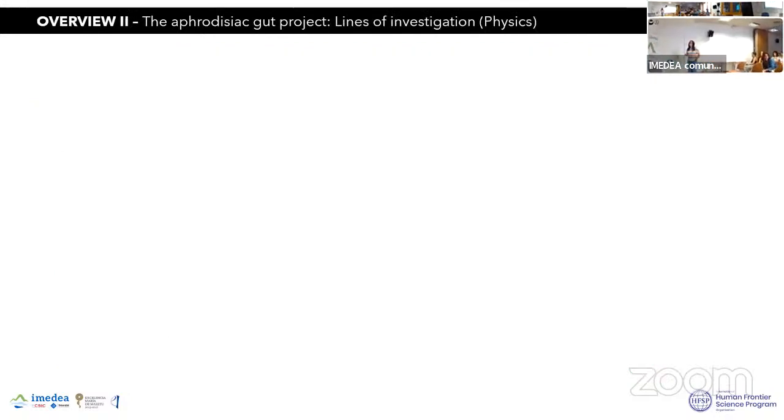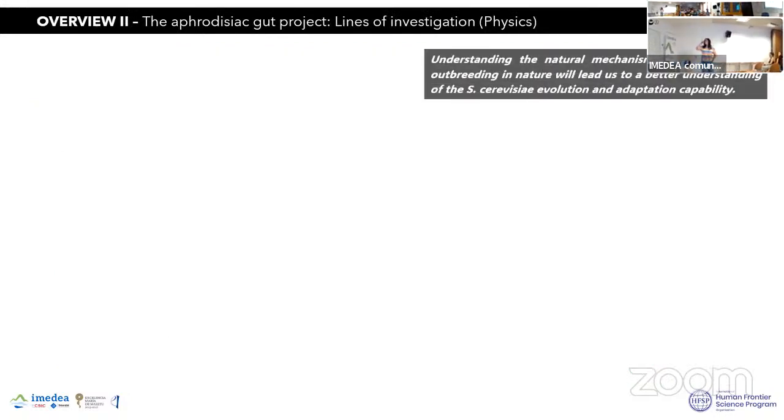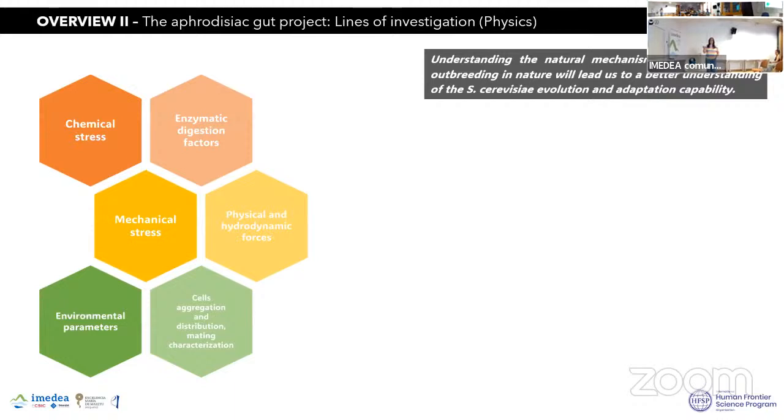Okay, now, if we understand this type of mechanism, we can learn more about the Saccharomyces cerevisiae evolution and adaptation capability. That's why we thought in three main lines of investigation. We thought that when these cells are inside the asci, maybe they have to suffer some chemical stress.